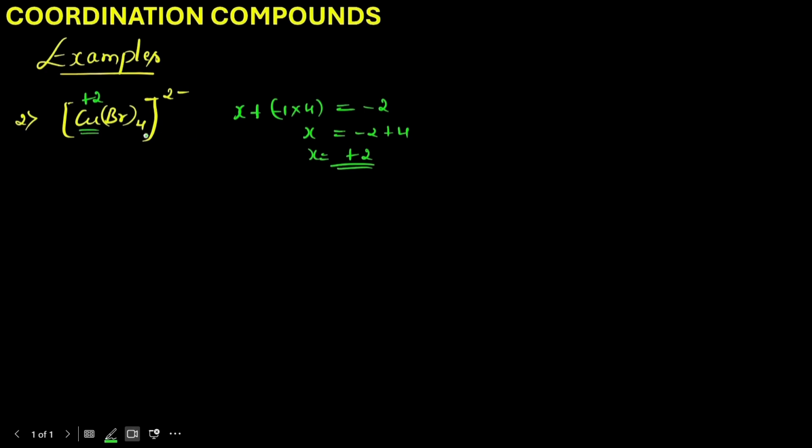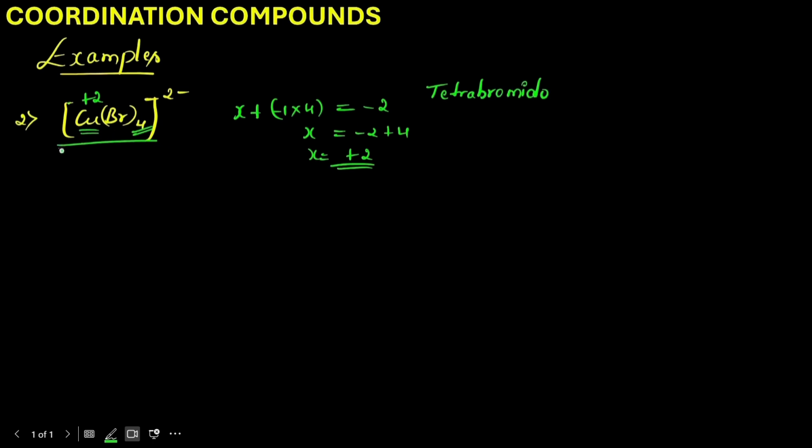Now we will start writing the name of this coordination compound. First we have to write the name of the cation. Here we have only an anionic complex. Therefore, we have to start writing with the name of the ligand. How many ligands are there here? 4 ligands. Therefore, the prefix tetra is used. Tetrabromido.